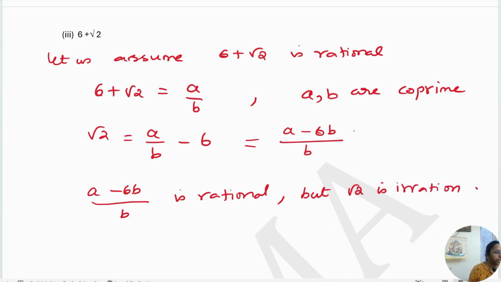So here is a contradiction. You can write, there is a contradiction. Hence 6 plus root 2 is irrational.